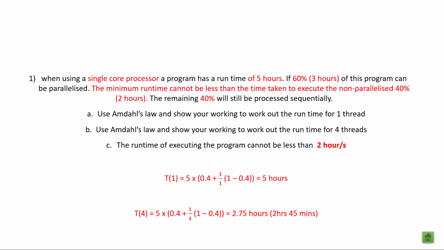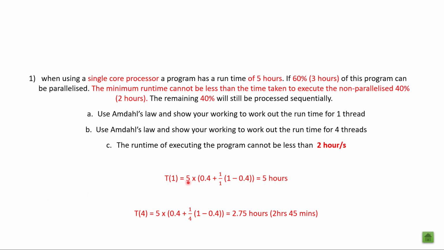So it's going to take 2 hours no matter how far you split up. If you had 1 million processors, it doesn't matter. It's still going to take 2 hours as a minimum. The remaining 40% will still need to be processed sequentially. So use Amdahl's law and show your working out of the runtime needed for 1 thread, and then do the same thing but for 4 threads. And the runtime of the executing program cannot be less than 2 hours, because that's the serial part of the program.